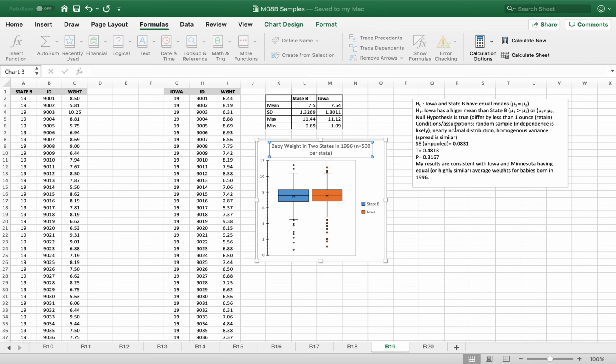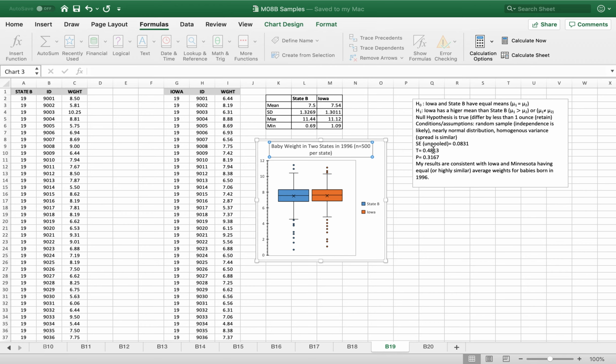And then for the conditions and assumptions, this was a random sample, so independence is likely within the weights of these two sample sizes. And then I said it was a nearly normal distribution, and it's a homogeneous variance because the spread is similar since we are looking at birth weight.